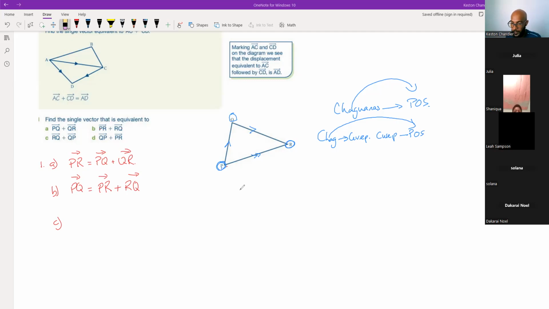So Chaguanas to Curepe and Curepe to Port of Spain is the same as going straight from Chaguanas directly to Port of Spain. This is my straight route, or my single vector that is equivalent to this, because they're both equivalent. They're both achieving the same objective of going from Chaguanas to Port of Spain. Does that make sense to you now?